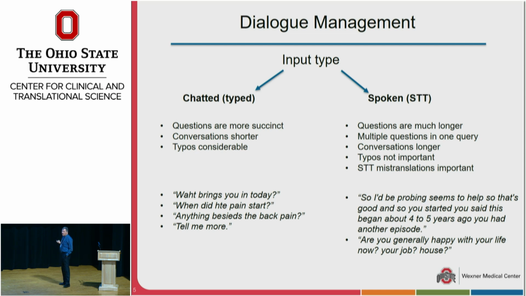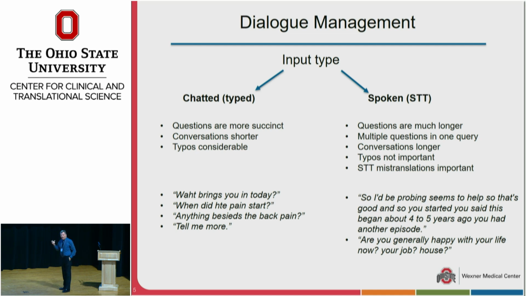So input type: if you're using a chatted or typed conversation, those are kind of unique in the sense that the questions tend to be very succinct. People tend not to type really long, elaborate questions, at least our students don't. Their conversations are shorter, but spelling errors are something that you have to take into account if you're going to use that type of system. There are autocorrect options available that help. That'll take care of many of the more common ones, but in our domain, we have some pretty specialized words, and if the students or the healthcare providers misspell those words, it can present challenges to the dialogue system.